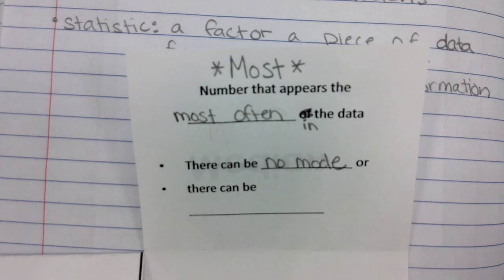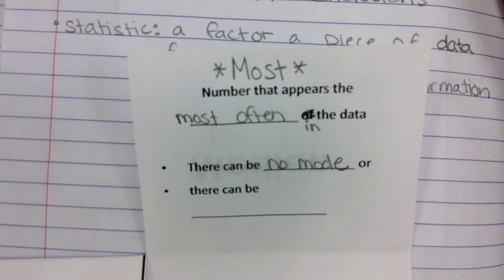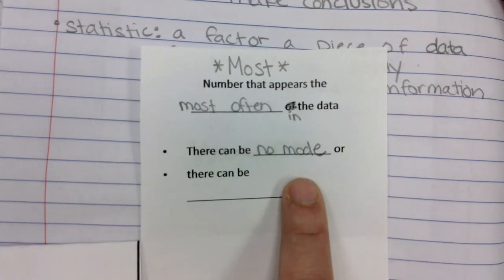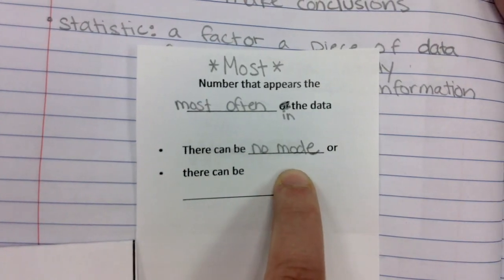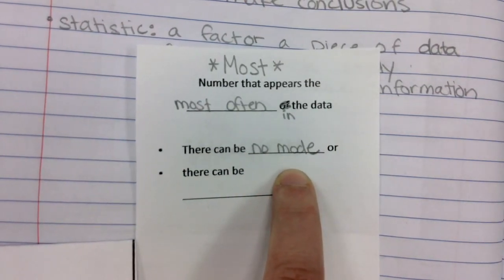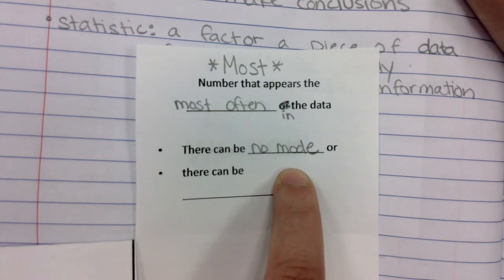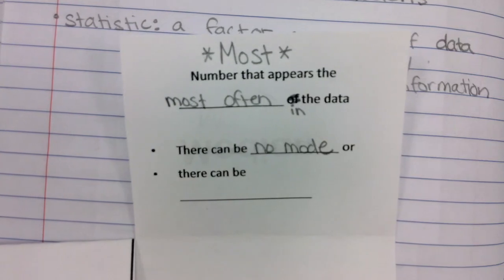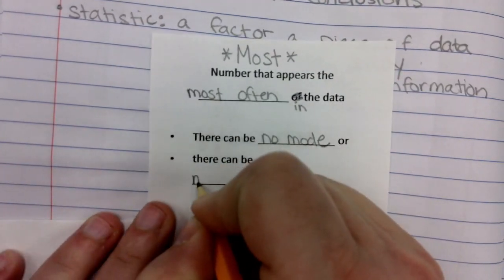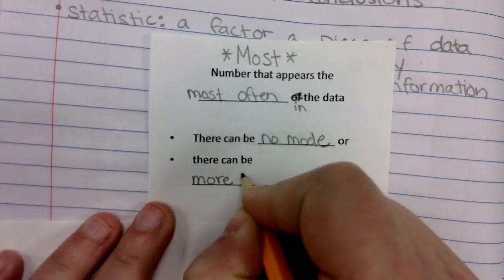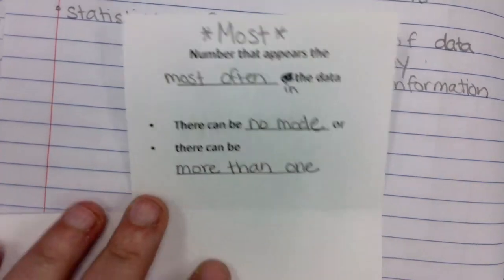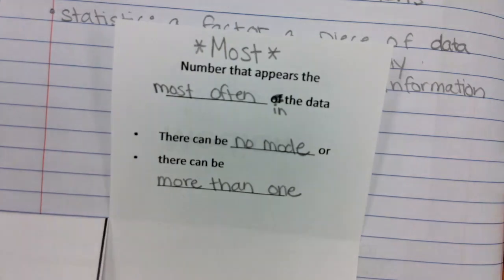Or if everything happens exactly 2 times each, then there would be no mode. Okay. However, there's some data where there can be more than one. So if there's like 2 or 3 numbers that happen more often than others, but they're kind of tied for first. They have the most amount, but they all have the same amount together. It's kind of goofy.